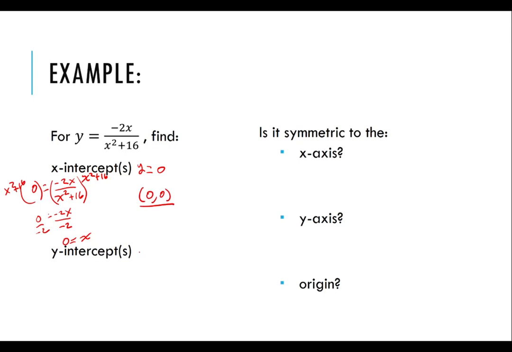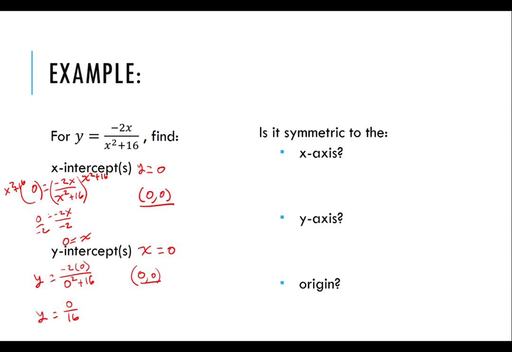Then the y-intercept, which is going to occur when x is equal to 0. So this is y is equal to negative 2 times 0 divided by 0 squared plus 16. So then this is going to give us y is equal to negative 2 times 0, which is 0. 0 squared is 0, plus 16 is 16. And so I get the same value that I just found. That is the origin, 0, 0. Anytime you have the origin as one, it will obviously show up in the other because the origin is on both the x-axis and y-axis.